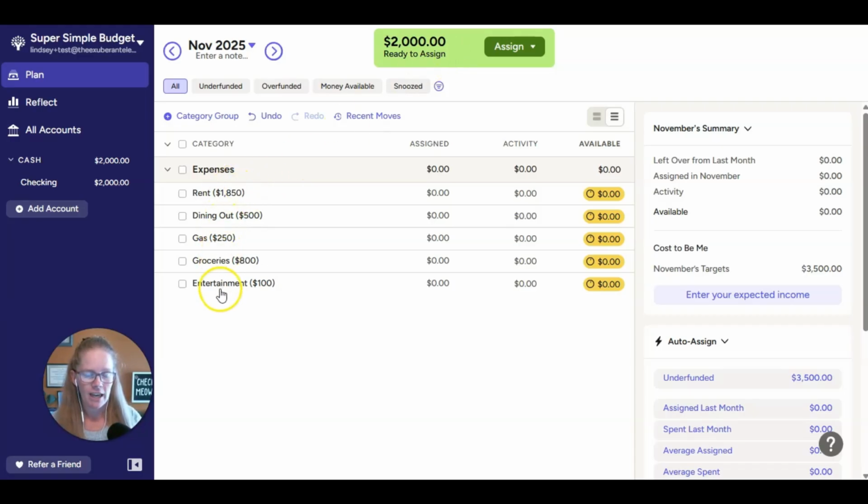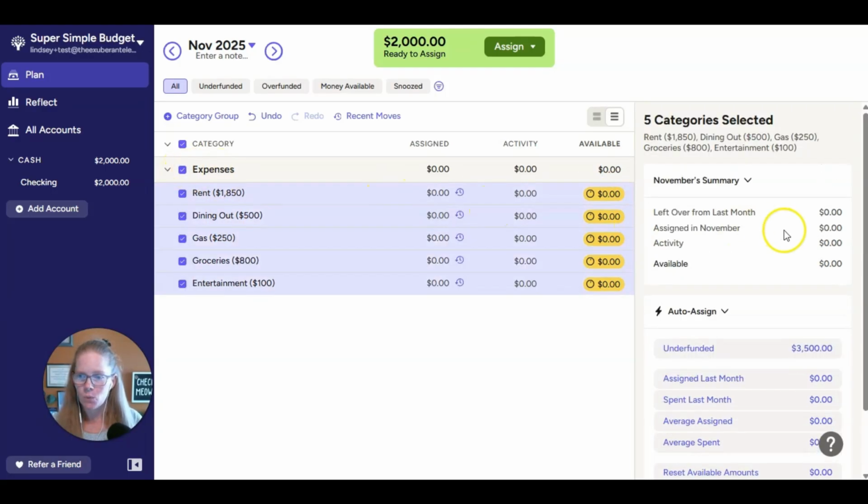So if we go and look at our categories here, again, this is a super simple example budget. If only we all only had 5 categories to worry about, right? But because I've gone through and added all of my categories and added targets to all of them, if I check the box next to all of our expenses, we can see here that the total underfunded, which means the total amount that the system is asking for, because you said my targets are $1,850, $500, $250, etc. So it's taking all of those targets, adding them up, and saying you need $3,500.